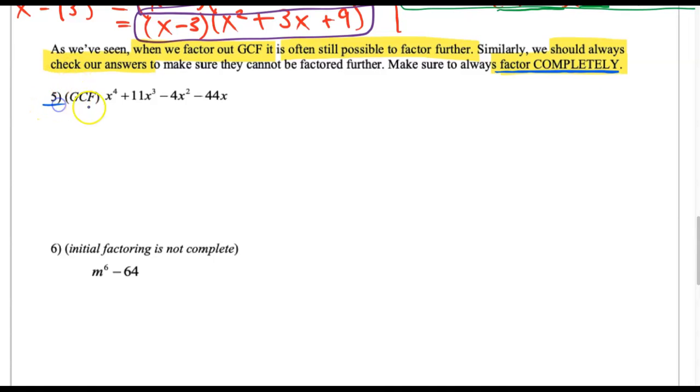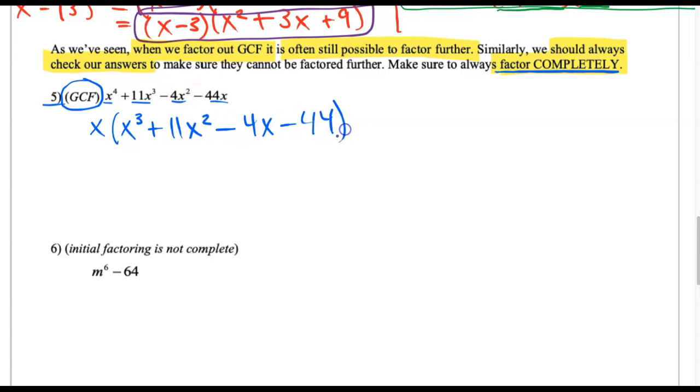So taking a look at number 5, this is a situation where we would start by taking out a GCF. So I'd start by noticing each term here has an x. So I would take out an x. And that means each term would now have one less x. So this would now be x to the 3rd instead of the 4th, plus 11x squared instead of cubed, minus 4x instead of x squared, and then minus 44. So we do that, but we're not done yet. We can keep going. This is a situation where we could factor by grouping.